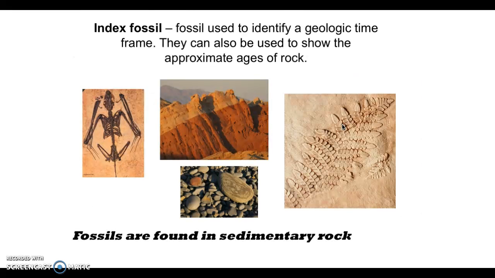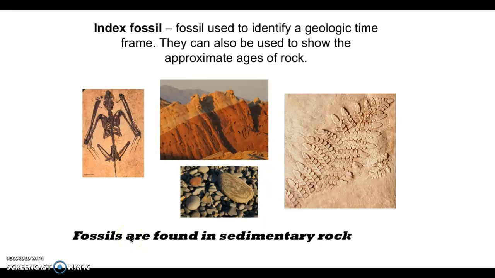The second way, and the second term you're going to write down, that geologists figure out dating of rocks is fossils, index fossils. They're used to identify a geological time frame. They can also be used to show the approximate ages of rock. If a fossil is found in a rock, right, and we know that creature existed in a certain time frame, then we know that rock is from that time frame as well. In your example column, just write down fossils are found only in sedimentary rocks.